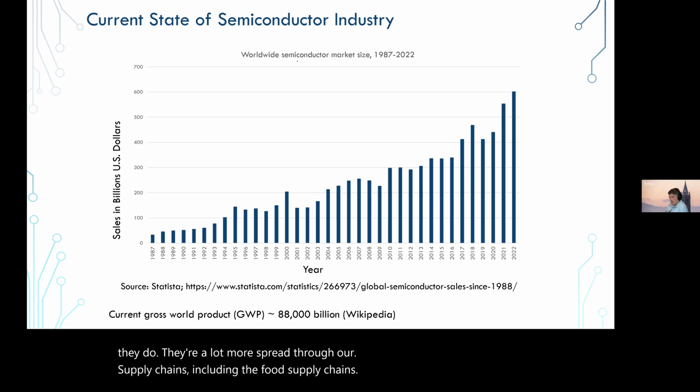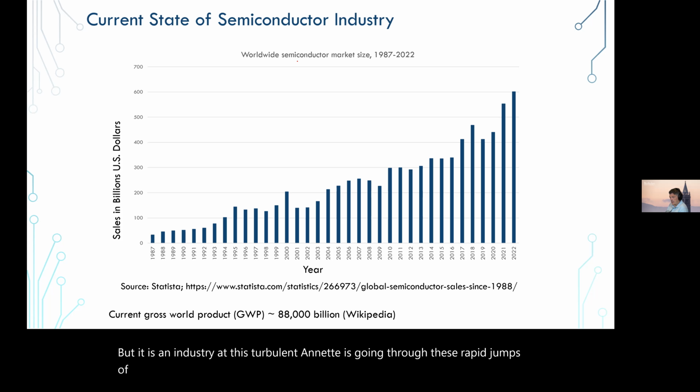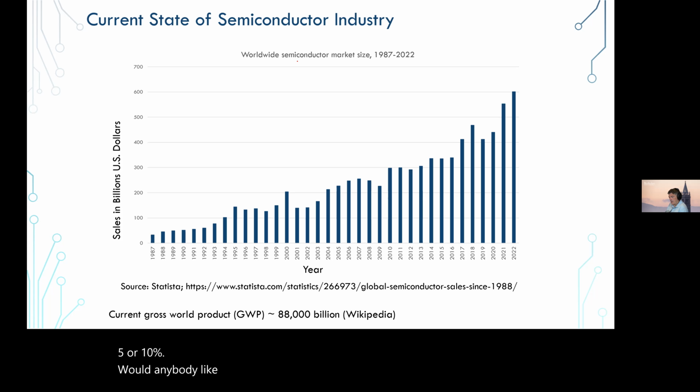But it is an industry that is turbulent, going through rapid jumps of 20% from year to year, and then sudden declines out of nowhere of 5 or 10%. Would anybody like to share an opinion? Why did the industry dip down from 2018 to 2019 by almost 10%? We are unaware of a worldwide crisis, are we? That happened 3 years ago. Why did the semiconductor industry shrink?